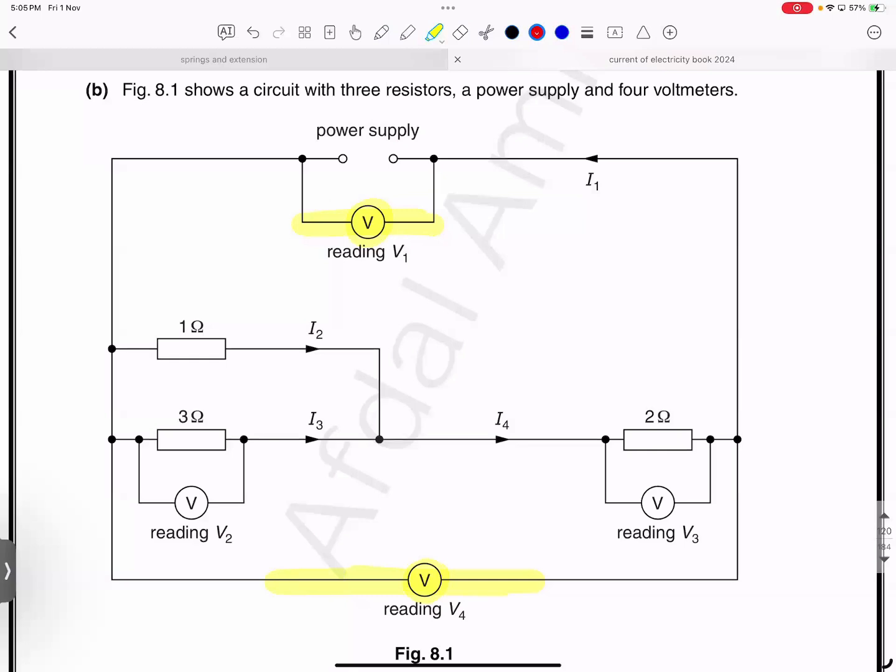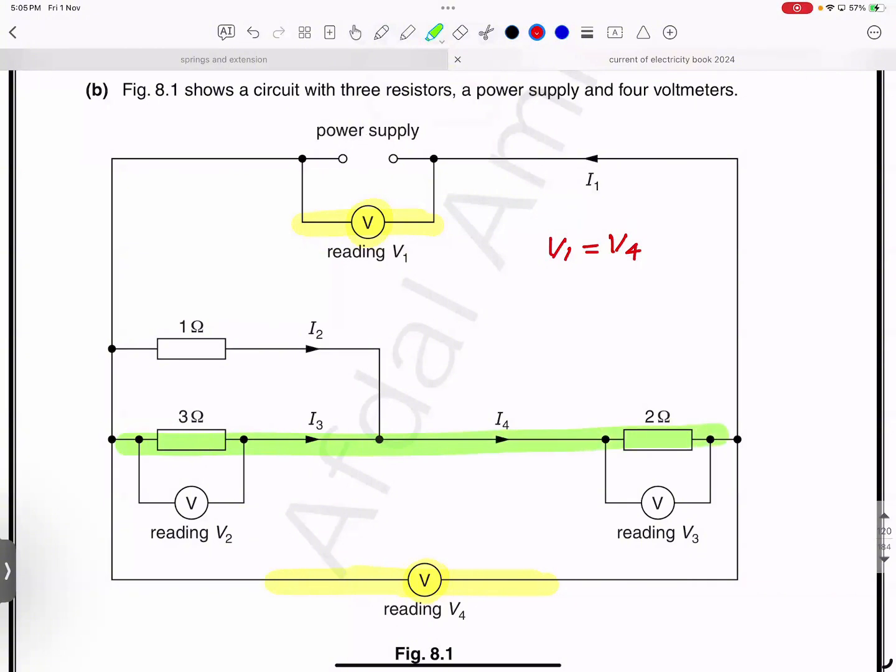V1 and V4 are the same. They both are connected parallel to the battery. You can look, can you see V4? It is also parallel to the battery. So before I read the question, I would like to tell you that in this question, V1 is the same as V4.